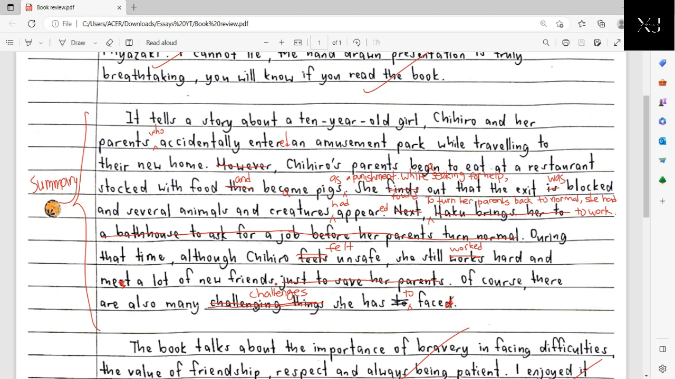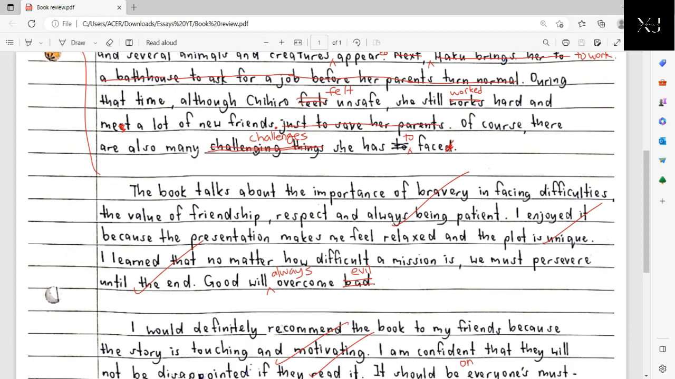Okay, just summarize it. During that time, although Chihiro felt unsafe, she still worked hard and met a lot of new friends. Okay, you can see all these words I changed to past tense. You cannot say you met a lot of new friends just to save her parents, because it sounds like you had to meet a lot of people before your parents can be safe. It's not that. It's she has to go to work, and then make money or whatever, to save her parents. So I crossed out this one because it's irrelevant and it's implying the wrong meaning. Okay, of course there are also many challenges. No such thing as challenging things. Just write challenges is enough already. Okay, she has to face.